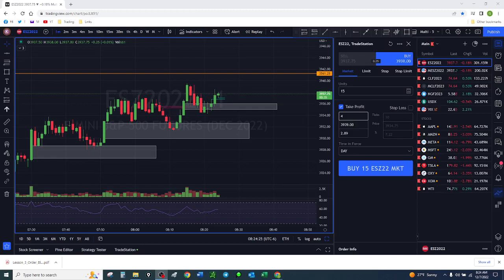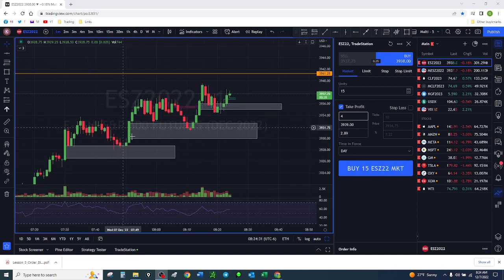All right, got about 5 minutes to market open. Kind of watching some levels here. See how price reacts.